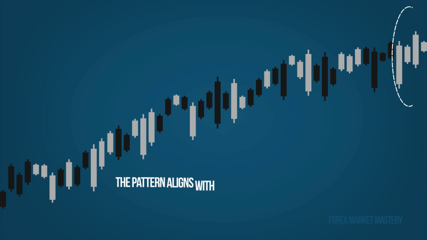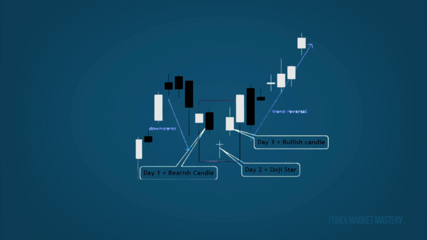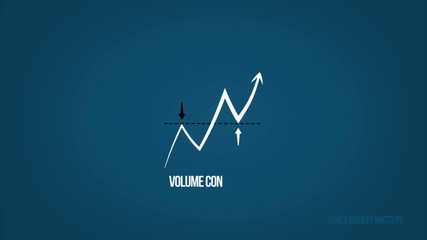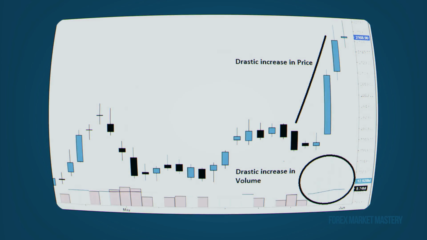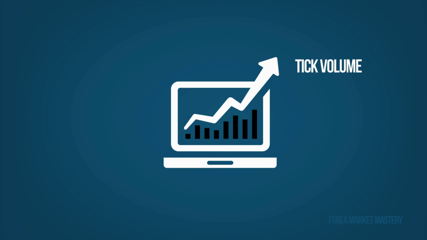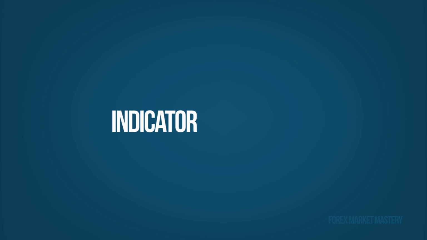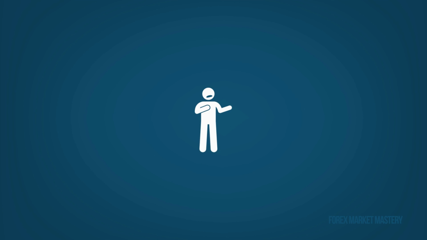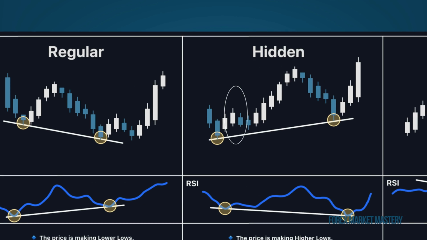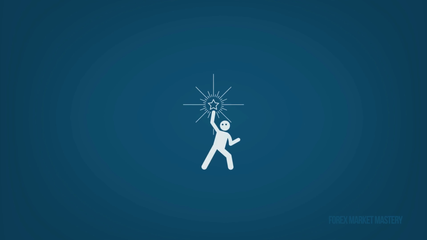2. The pattern aligns with the higher time frame trend. If the daily chart is bullish, I'm looking for bullish reversal patterns on the 4-hour chart at pullbacks. 3. Volume confirmation. If you're on a platform that shows volume, look for increased volume on the reversal candle. In Forex, you can use tick volume. 4. Indicator confluence. I personally use this sparingly, but an RSI divergence plus a bullish engulfing at support, that's powerful.